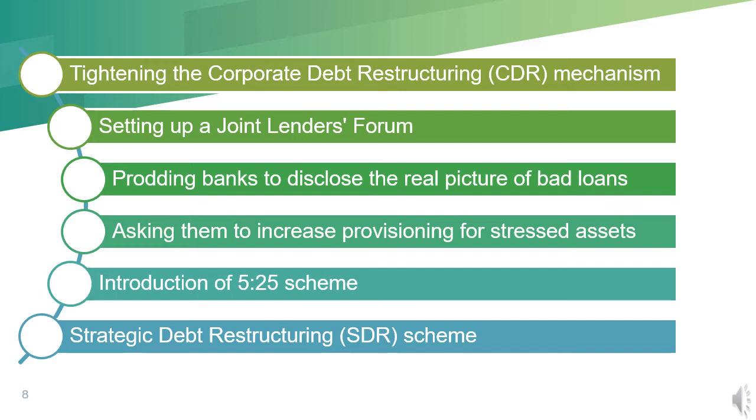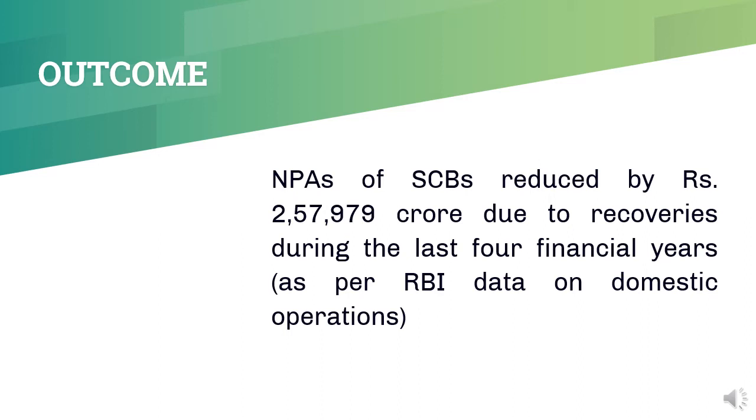RBI introduced a number of measures in the last few years, which include tightening the corporate debt restructuring mechanism, setting up a joint lenders forum, prodding banks to disclose the real picture of bad loans, asking them to increase provisioning for stressed assets, introducing a 5:25 scheme where loans are to be mortgaged over 25 years with a refinancing option after every 5 years, and empowering them to take majority control in defaulting companies under the strategic debt restructuring scheme. These steps resulted in a decrease of NPAs by around 3 lakh crores due to recoveries during the last 4 financial years.